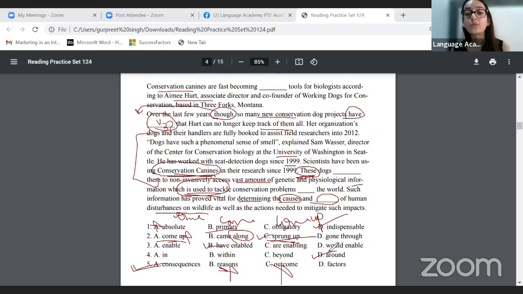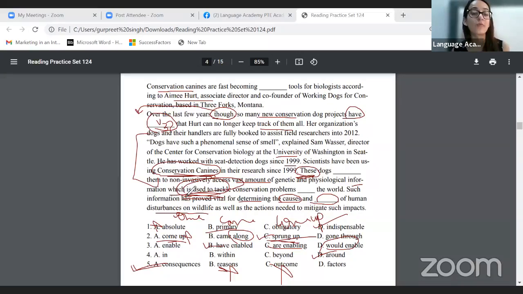We cannot say "would enable" because would shows future tense, the past form of will. This means that in the past, they would have done this, which is not done. But this work is done because we are saying it is used. So if it is not done, how come it is used? And "are enabling" means present tense. They're right now doing it. But again, we have already used it.